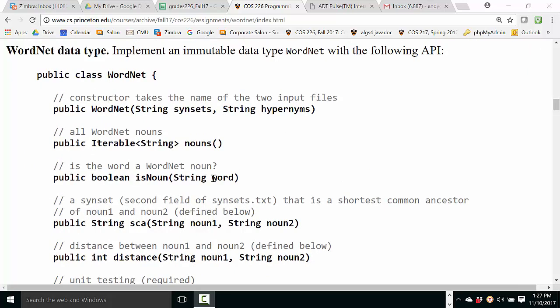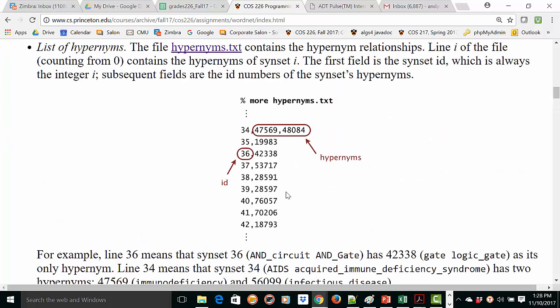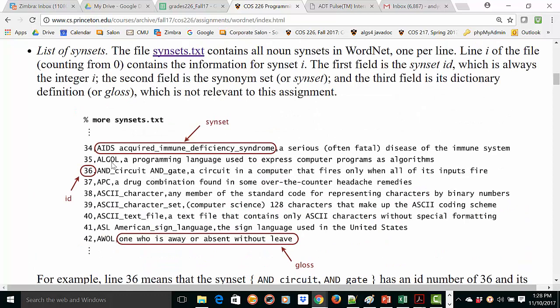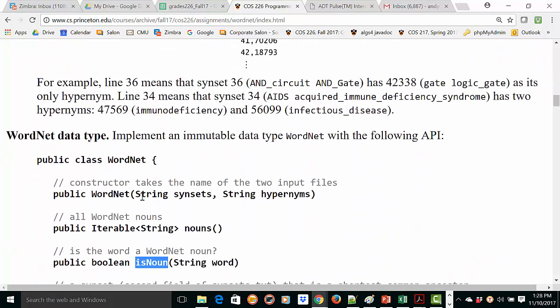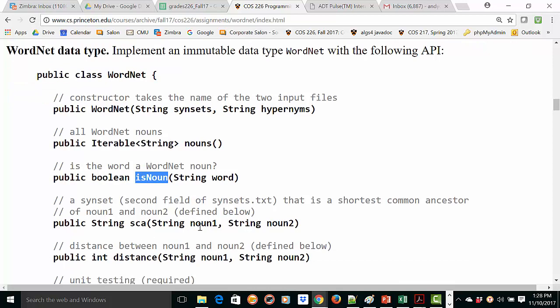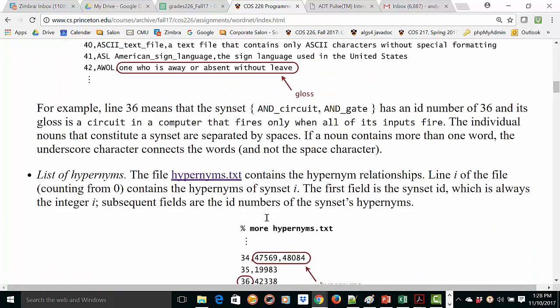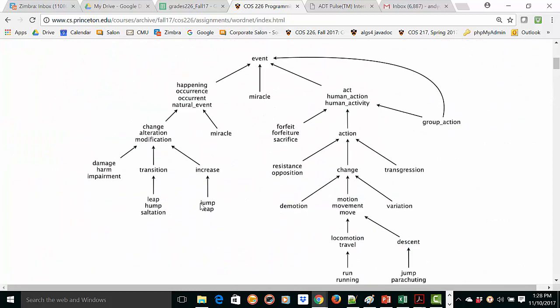So for instance, given a word, is it a noun? Well, you need a way to know what nouns are in here. So for example, if you have a noun as a key, and then a bunch of synsets associated with that, then you can check whether that noun exists. And then you want to find the shortest common ancestor of noun 1 and noun 2. So suppose noun 1 is jump. What you need to do is go here and say, okay, jump is in this synset and this synset. So there are two IDs for jump. That's a set of IDs.